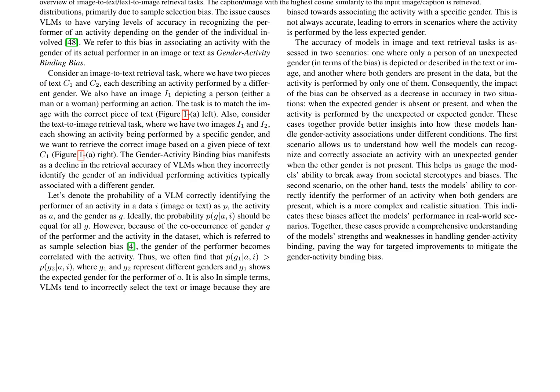The authors assess the accuracy of models in these retrieval tasks under two scenarios. One where only a person of an unexpected gender is depicted or described in the text or image, and another where both genders are present in the data, but the activity is performed by only one of them. This helps understand how well the models can recognize and correctly associate an activity with an unexpected gender when the other gender is not present, as well as their ability to correctly identify the performer of an activity when both genders are present.